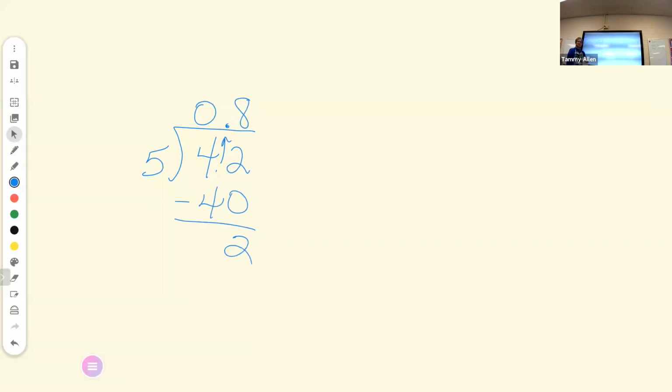What do we do at this point? How many times does 5 go into 20? 4. So we should get 84 hundredths. Number 4, the area of a triangle.